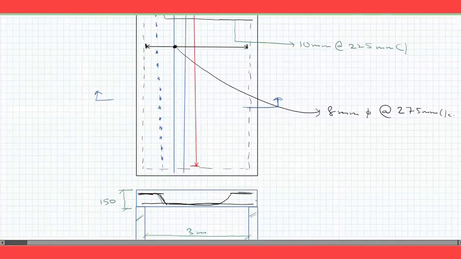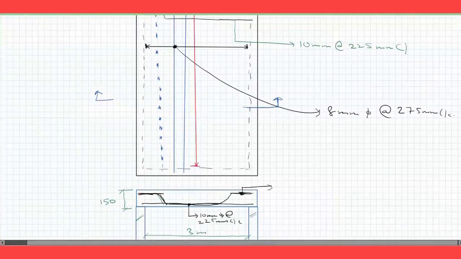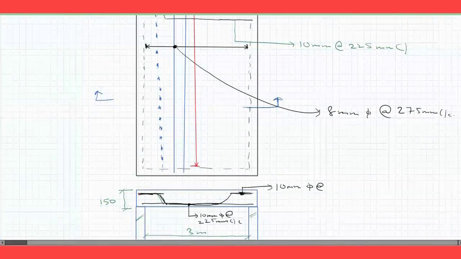And when I mark it, please see in this section, this bar is at 10 mm dia at 225 millimeter center to center. But when I mark this bar, can you tell me what will be this? This will be 10 mm dia at what spacing? What will be the spacing? Can anyone tell me? It will be double. So it will be 450 millimeter center to center.